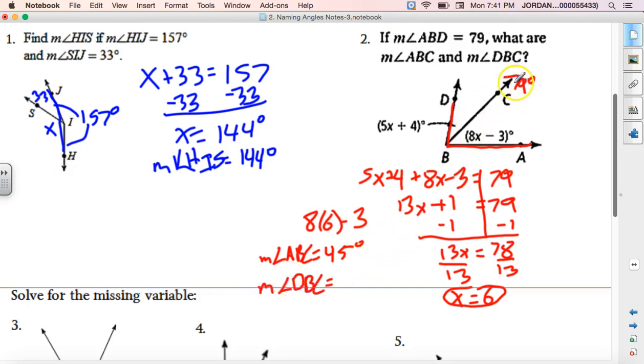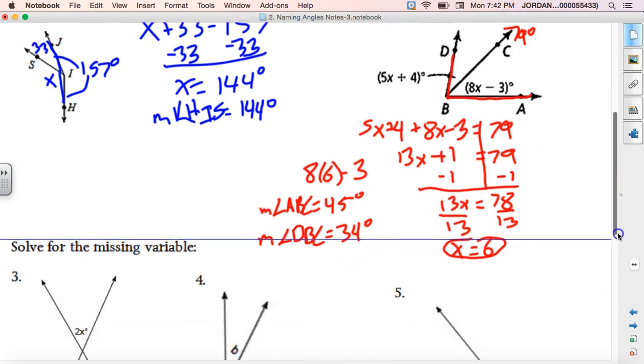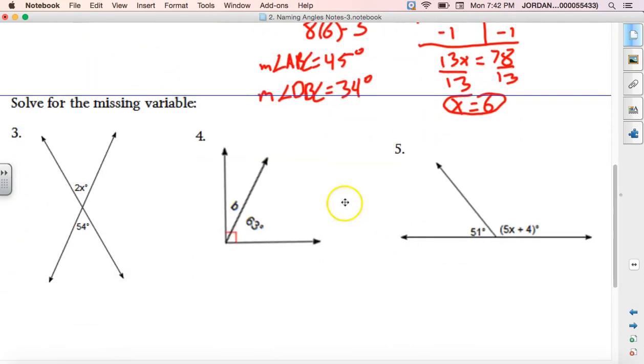And the other one's the measure of angle DBC. Well, if the whole thing's 79 and one of them's 45, you just do 79 minus 45, and that'll give you the amount that's left over, 34 degrees, to give you DBC. Yes, you could plug 6 in. 6 times 5 is 30. 30 plus 4 is 34. Either way works, okay? All right, so I'm going to go ahead and pause it, see if you guys can find the answer for 3, 4, and 5. All right, go ahead and give those a try, and I'll go over them.